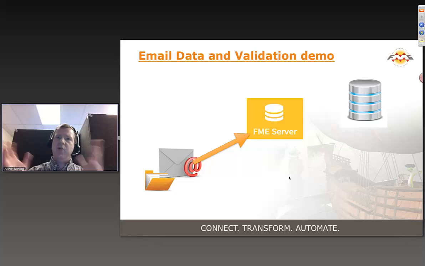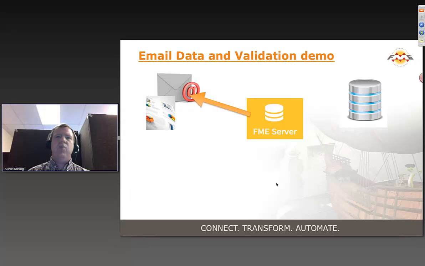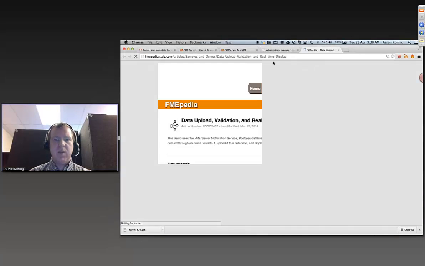I want to submit it to, say, a government or some organization. I email it into FME Server. A workspace does a number of checks on it to see if it is valid or not. If it's not, we get a report back sent by email to the person who's submitting it. If it is valid, it goes into a database. And so now we're going to run through that demo.